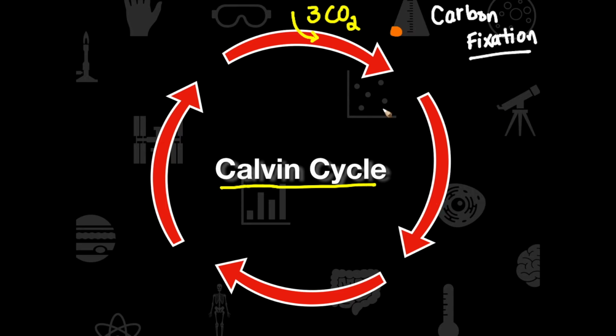So we're going to take an enzyme, and the enzyme that we're going to use is Rubisco. Rubisco is going to take these 3 CO2 molecules. Now, during this fixation step, what we're going to get is a molecule with 3 carbons, 2, 3, and it's going to be called 3PGA.